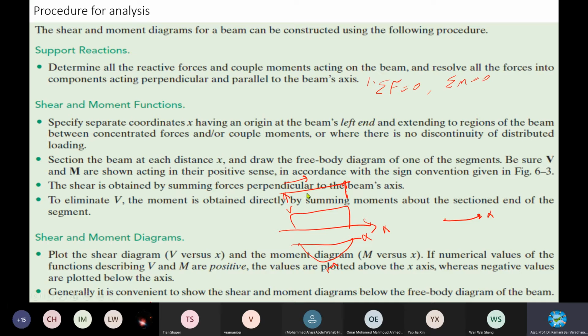Throughout the length, from one point to another point, you can draw the diagram for shear force and bending moment. You cannot draw without this. What is the reference, right? You need a reference to what you are drawing, to which member you are drawing. Hence, you follow by free body diagram. Don't draw any diagram without this.